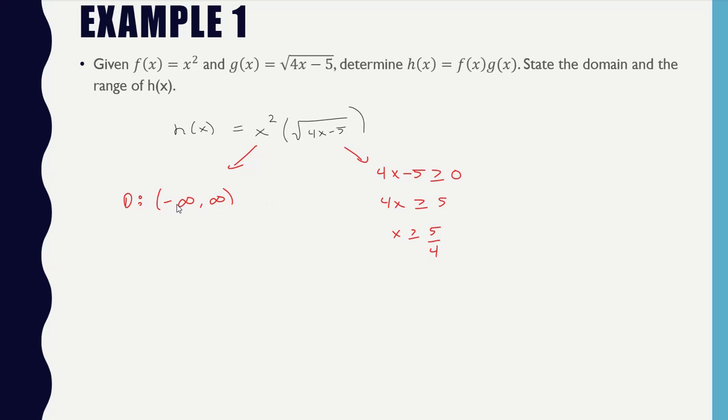Which is more restrictive? Any number, or x greater than or equal to 5 over 4? Well, obviously x greater than or equal to 5 over 4. So our domain for h of x then is actually going to be, it does include this 5 over 4, so 5 over 4 all the way to positive infinity. To find out what our range would be, you're going to have to graph this. And so when I go and look on a graph, I find that we go from 0 to infinity.